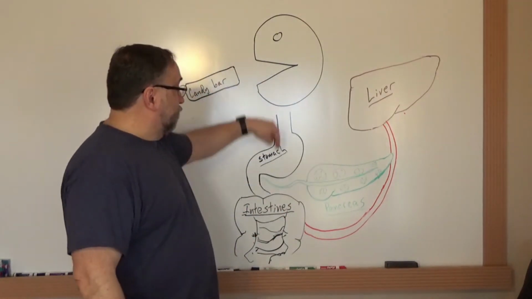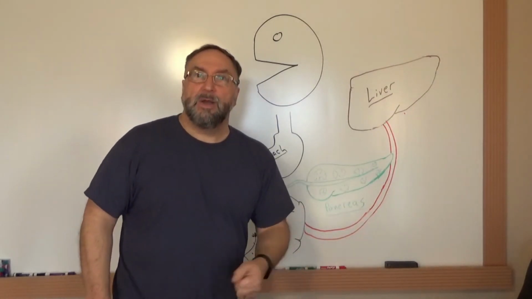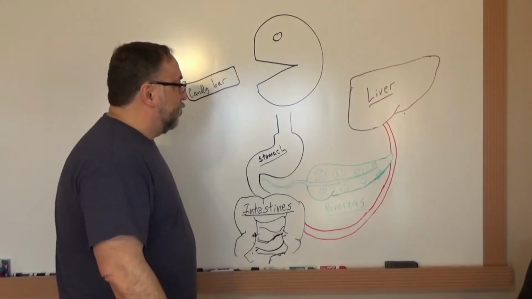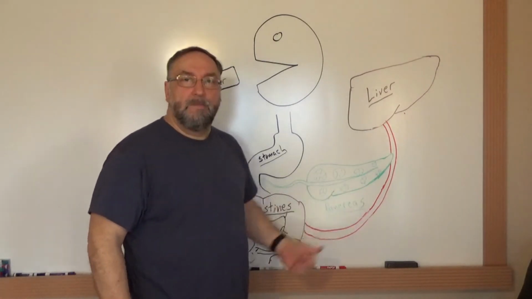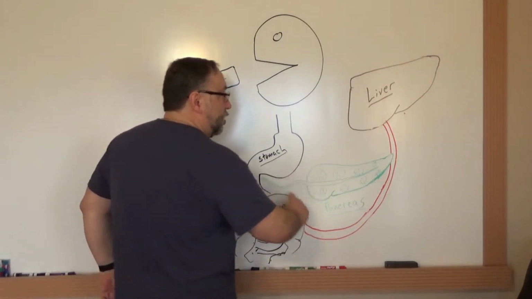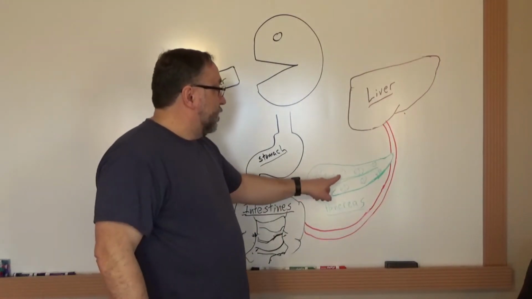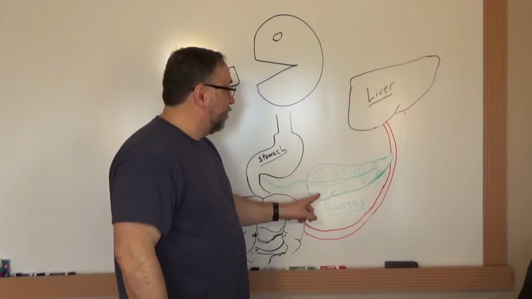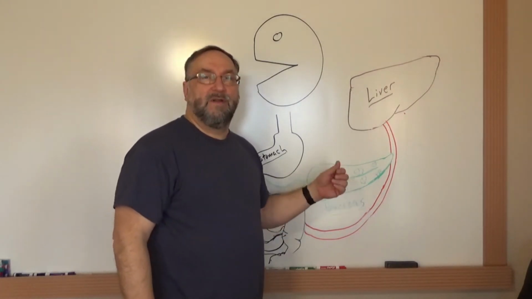He eats this. Boom! Comes through there. Says, "Hey, something sweet's coming through. We got to take care of this." And what it does is it releases insulin from the beta cells. Now, that's something I didn't tell you. Here in the pancreas, you have these little islands, called the islets of Langerhans. And in the islets of Langerhans, you have alpha and beta cells.